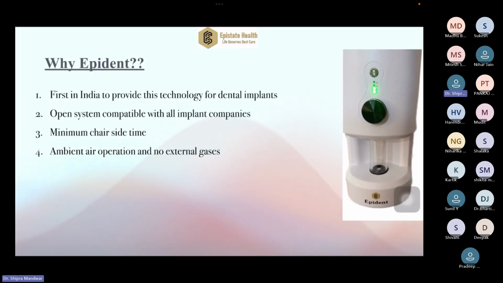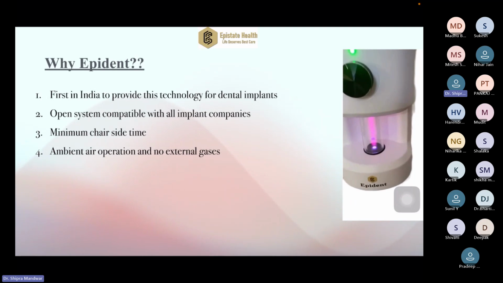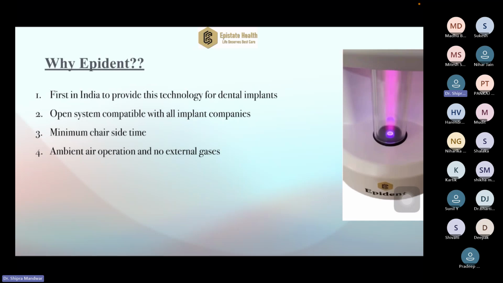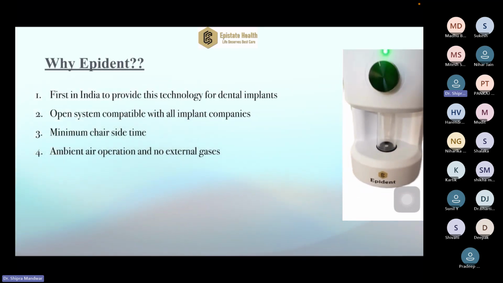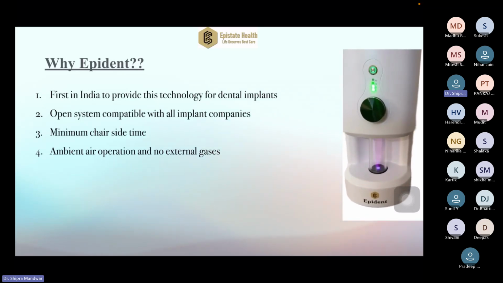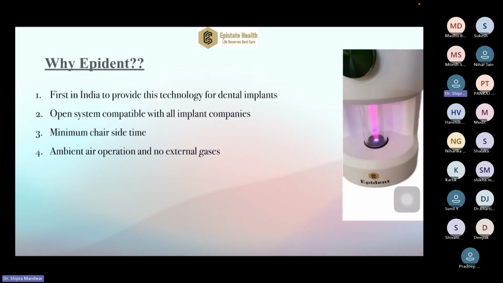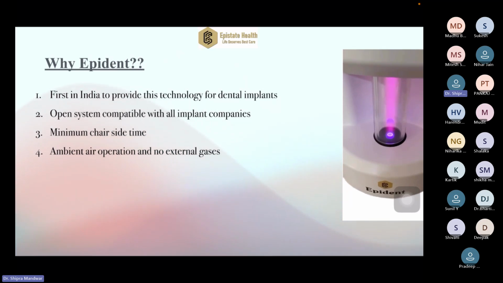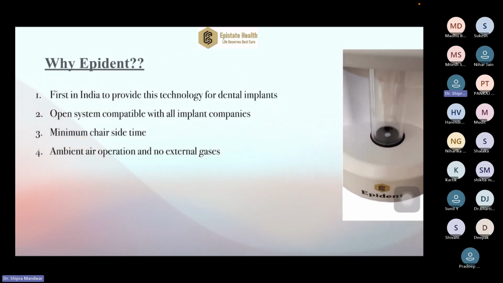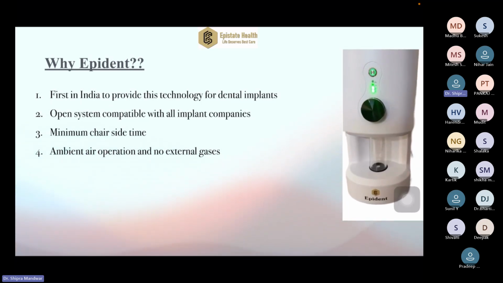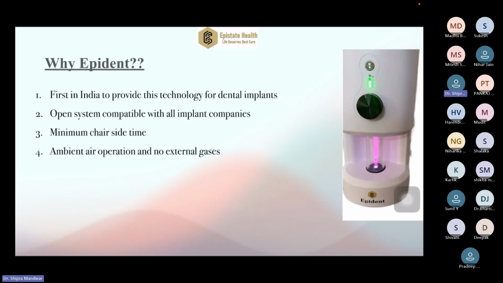Now the question comes: why Epident? Why are we choosing this company? Why not another? First of all, this is the first in India to provide this technology for dental implants. We have a few UV activators, that is ultraviolet activators, but plasma activation of implants, this is India's first company providing it. And let me tell you, this is not a new technology. It has been practiced in Korea and Germany for a very, very long time. The first article I found about this was in 2012. Today it is 2025. So it is not a new technology, but Epident took the initiative to bring it to India.